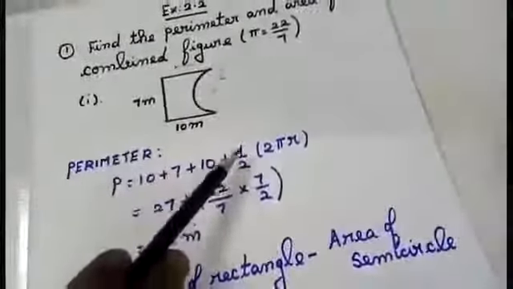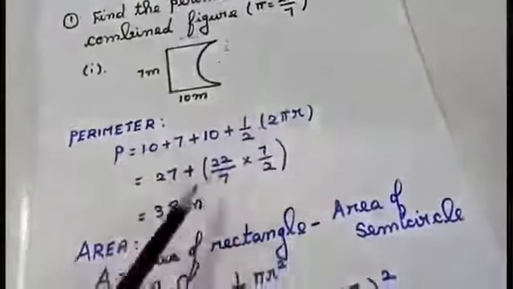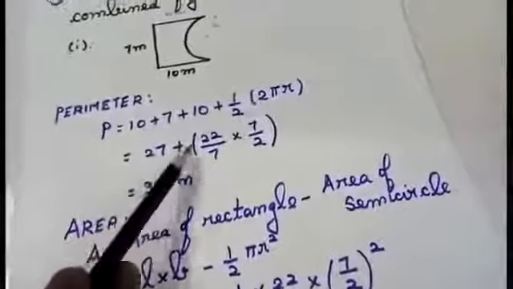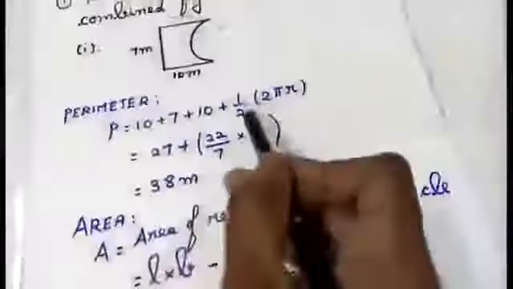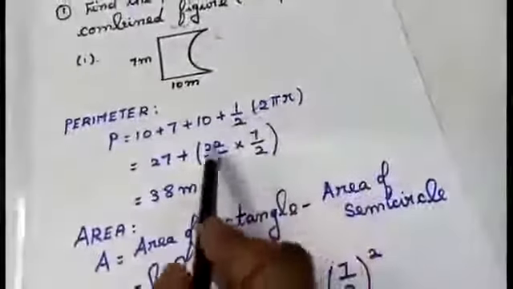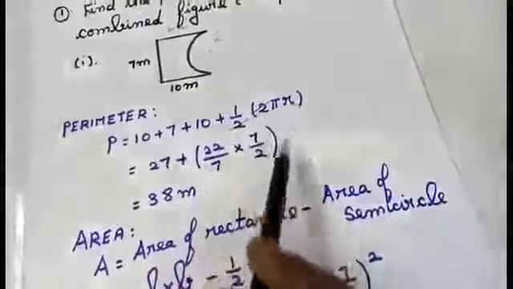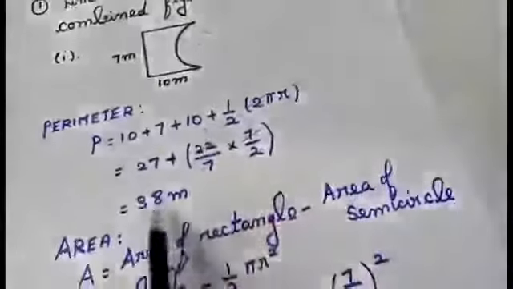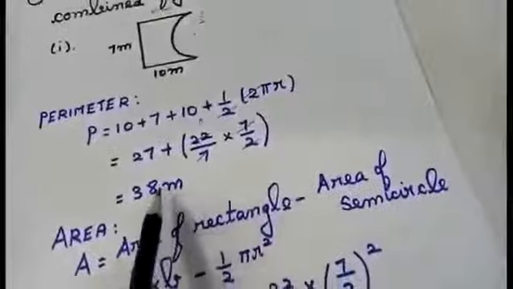That is half into 2 pi r. If you add these values, I will get 27 plus, the 2 will get cancelled, pi is 22 by 7 and r I am taking as 7 by 2. If you simplify, you will get the value as 38 meter for perimeter.